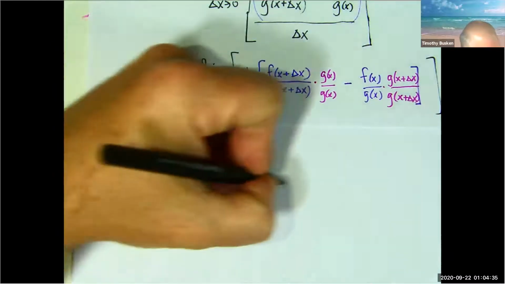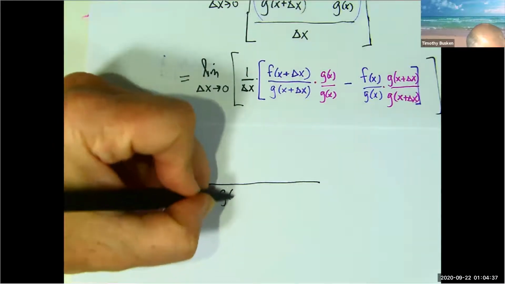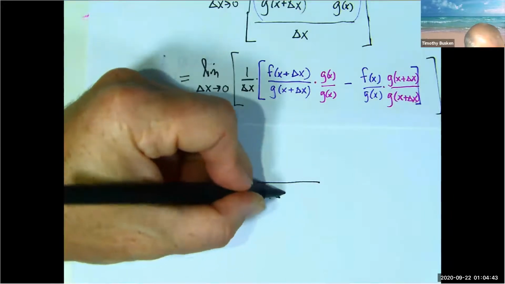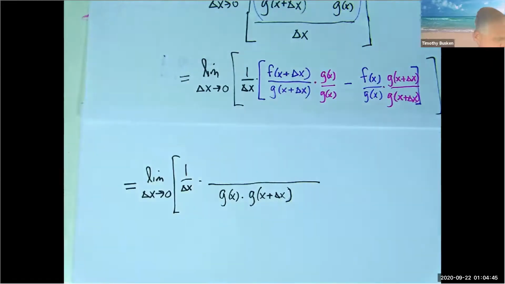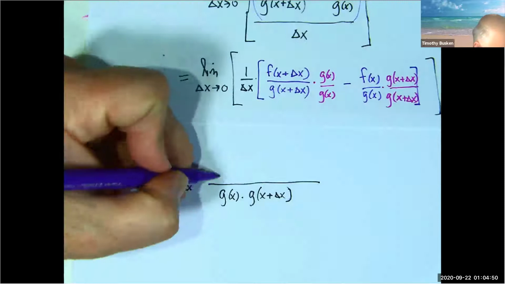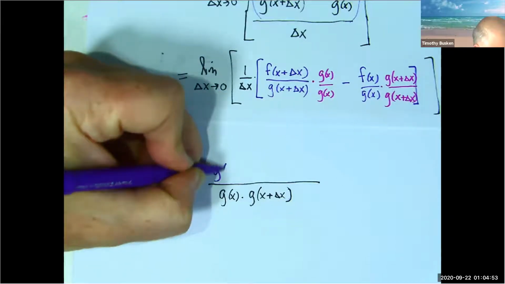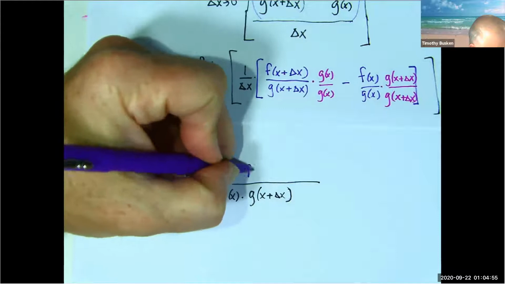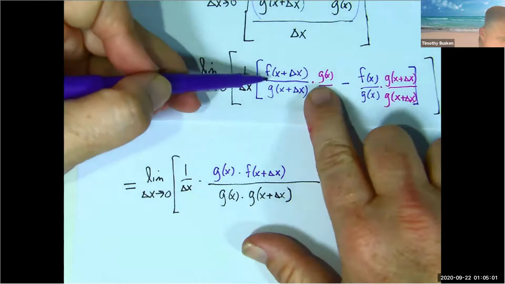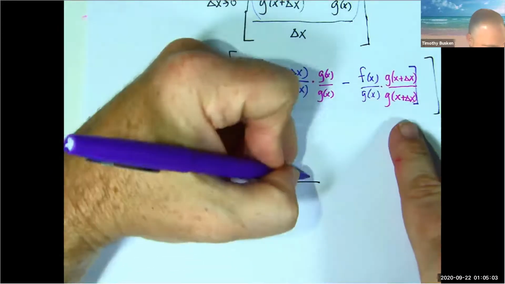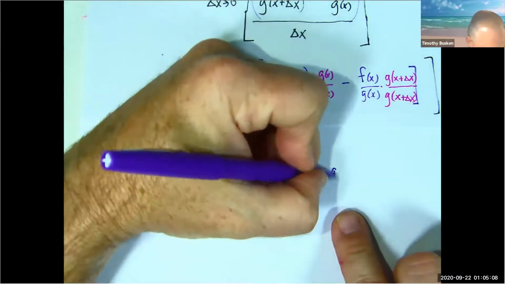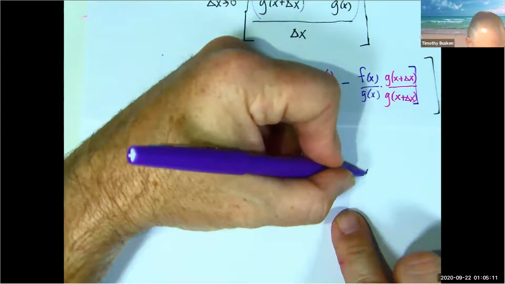And so we're going to have a fraction with the denominator g of x times g of x plus delta x. Numerator will just be this minus that. So I can write it like this: g of x times f of x plus delta x. That's just this first numerator. And then minus f of x times g of x plus delta x.